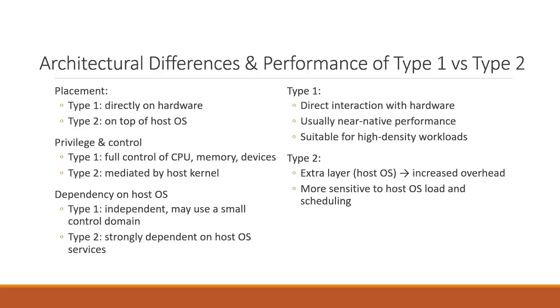Architectural differences, let's state a couple of quick examples. For placement, Type 1 is directly on hardware, whilst Type 2 is on top of a host operating system. For privilege, Type 1 has the highest privilege, whilst Type 2 has less control because it works through the host. Performance-wise, Type 1 performs better due to fewer layers. For security, Type 1 has a smaller attack surface. Whilst in ease of use, Type 2 is better and easier for beginners because it behaves like a normal application.